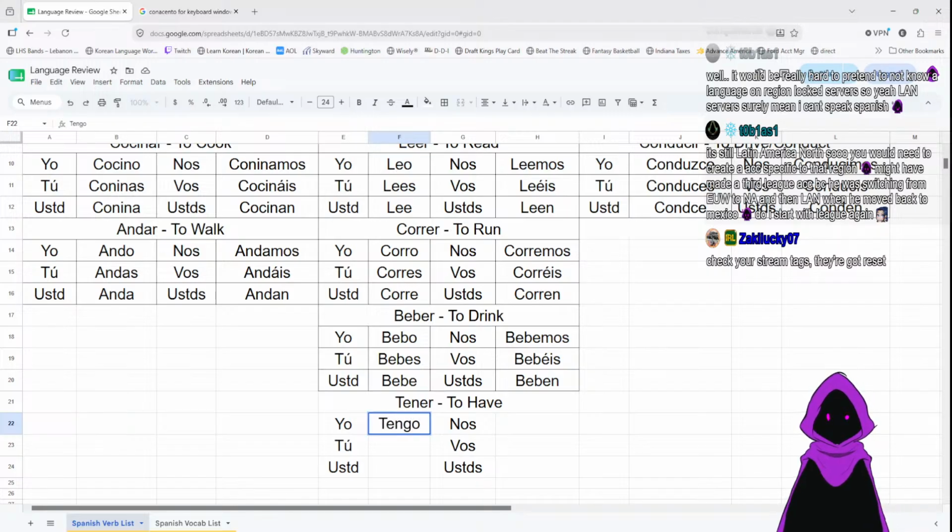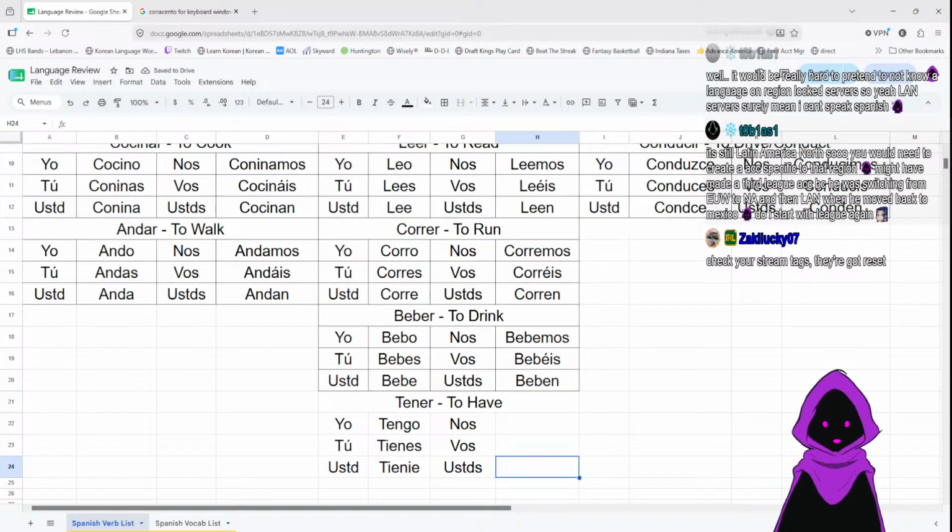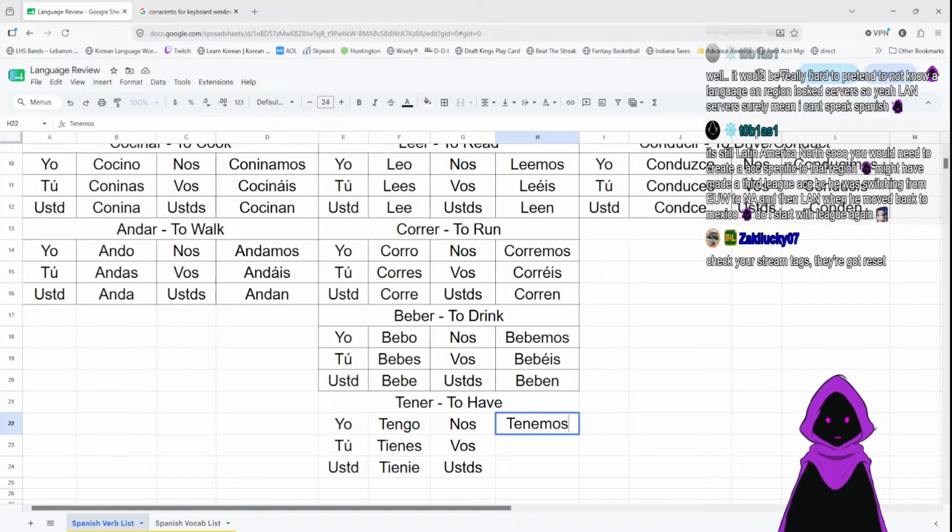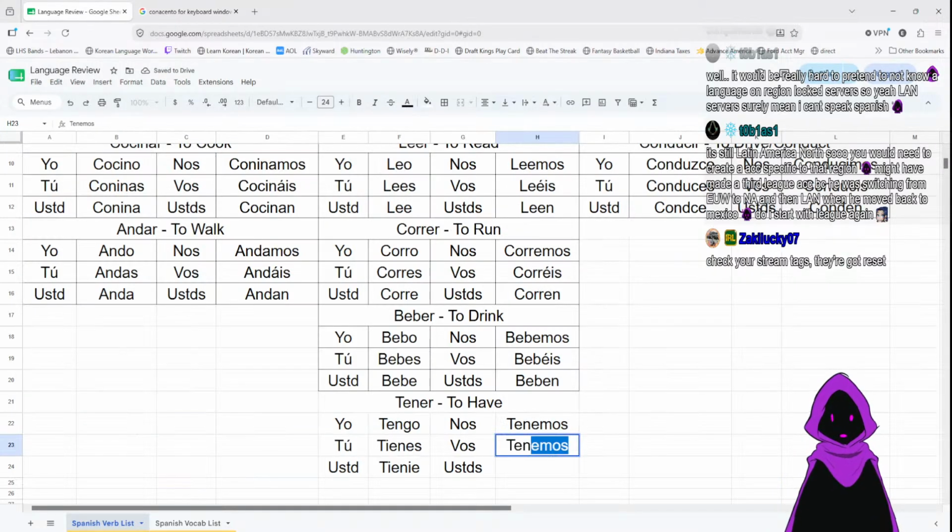It becomes tengo for I have. Tienes for you have. It is tiene for he has or she has. Then it becomes tenemos, tenéis.